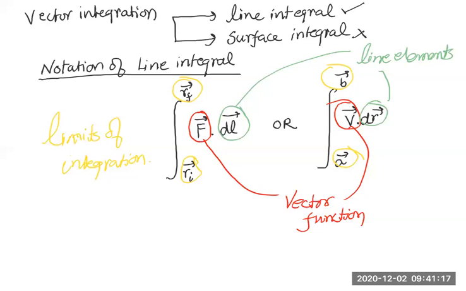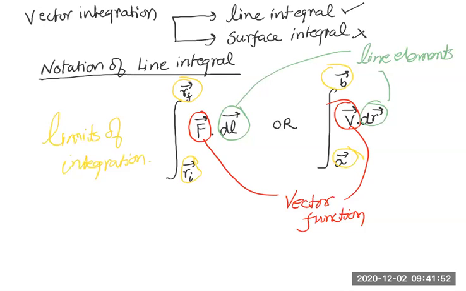Now, from normal integration, the only thing that is common is the limits of integration. Limits of integration mean the same as before: that is, limit means you have to carry out the integration from here to here. The meaning is the same, the method is not the same.